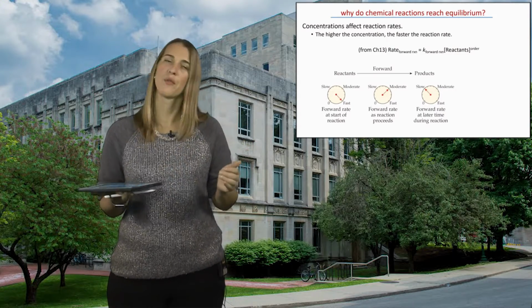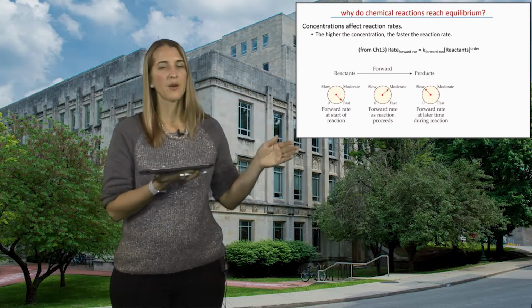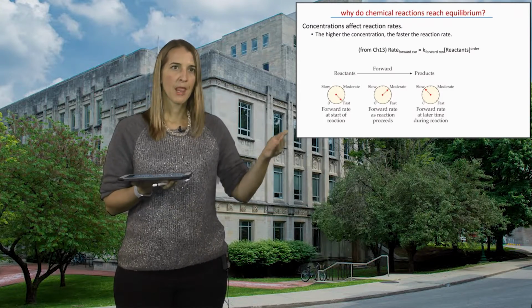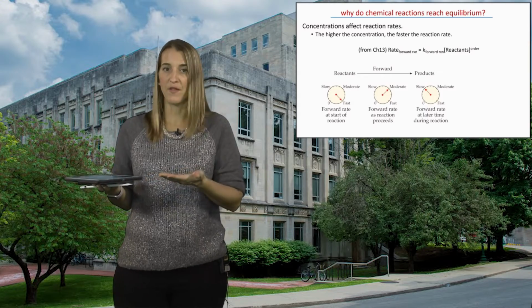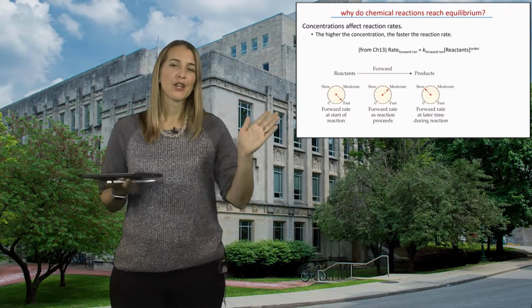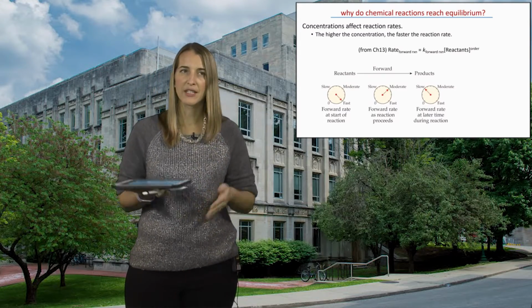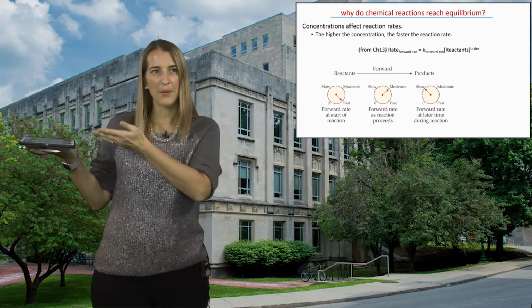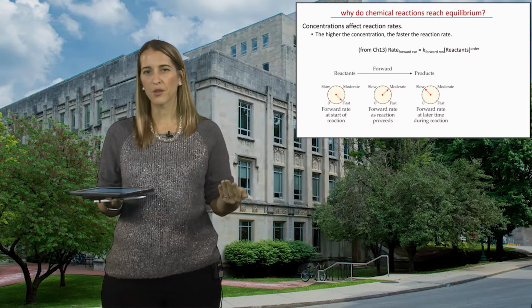Now, when we start a reaction, we assume we have a lot of reactants and no products. So as the reaction takes place, your concentration of reactants is pretty high. So the rate forward, since it's dependent on the concentration of reactants, is also going to be faster initially. As the reaction goes, you're going to start using up reactants to make the products. So what happens to the concentration of reactants? It will go down as your concentration of products goes up. If your concentration of reactants is going down, that will slow your rate.